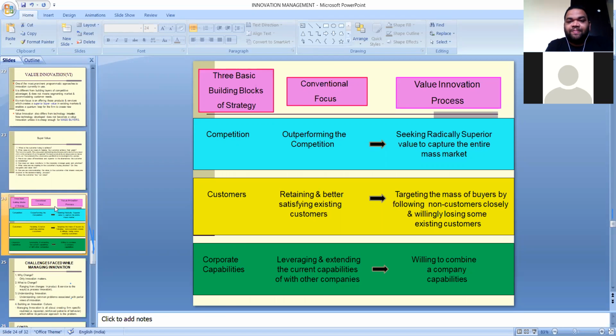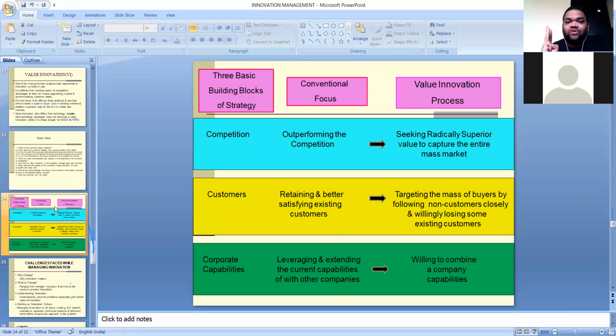So if you see the value innovation process, value innovation is focusing on superior buyer value. How will this value innovation process be? If you see here, we have three building blocks of strategy. So we are focusing on three things: one is the competition, second is the customers, and third is the corporate capabilities.